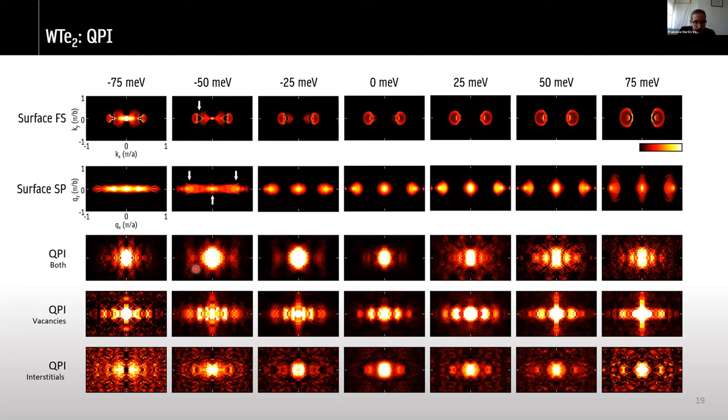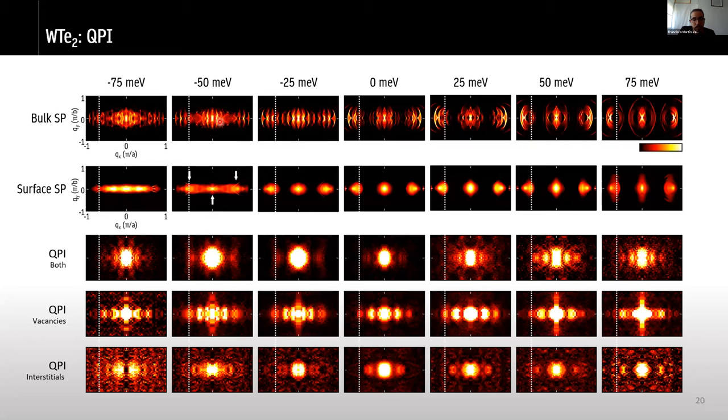We see some features in our data here that could correspond to the scattering between the arcs. We also have some cross-shaped pattern in the center of some of the maps, but the truth is that we have very similar shapes in the bulk prediction and the same scattering Q vectors. So it's very difficult for us to tell if these scattering patterns we see in our data are coming from the bulk band structure or from the surface state.